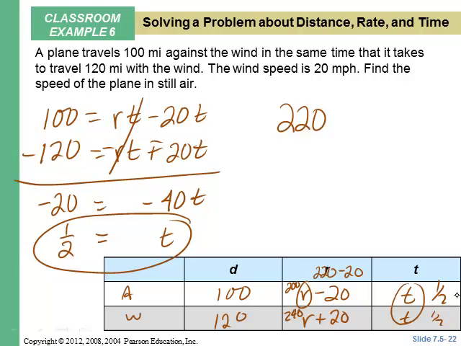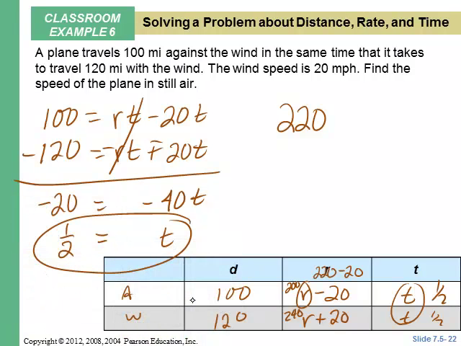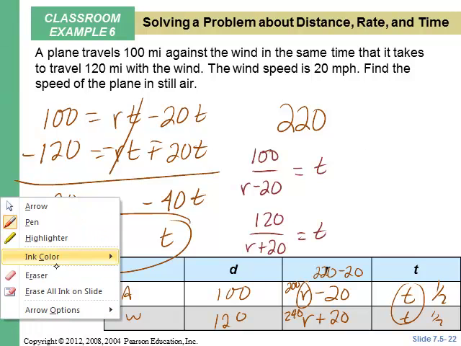Let's see, is there another way to do this problem? I'm going to change colors. Yes. We could solve it using fractions. Distance divided by rate equals time. So 100 over r minus 20 is time. First case, 120 over r plus 20 is time in the second case. So we could have had, I'm going to change colors here. You can't see that very easily.